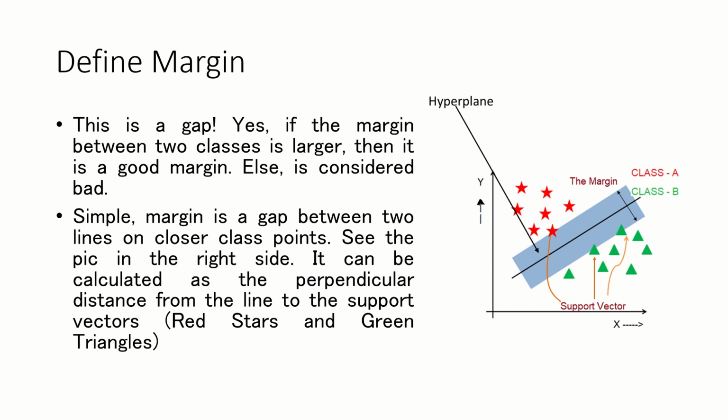Define margin. As you know, what is margin? Very simple, it is the gap between two classes. You can see that if the margin between the two classes is larger, then it's a good margin. Otherwise, it is considered bad. Margin is the gap between two lines on the closest class points. You can see in the picture, we have drawn the margin there, and that margin is nothing but the gap between two classes. That's it. You can understand this easily on seeing the diagram.